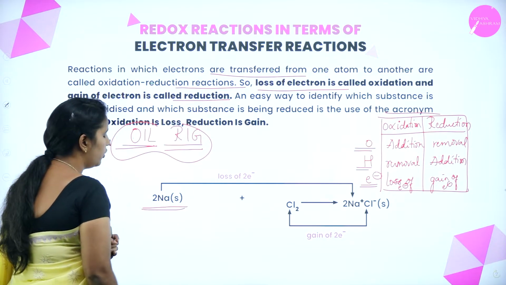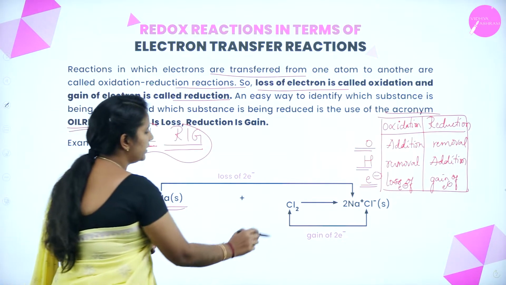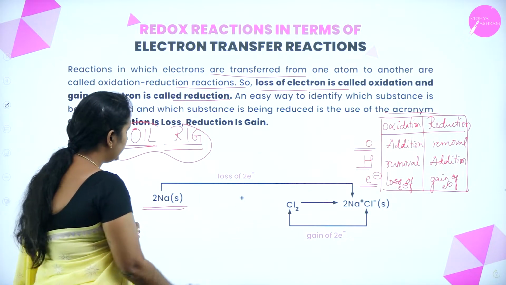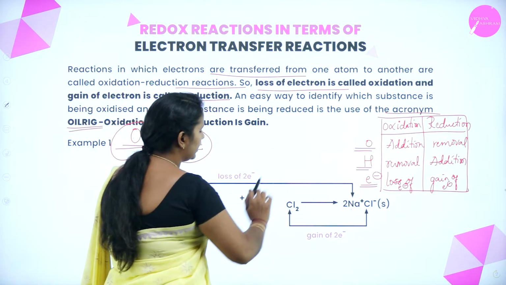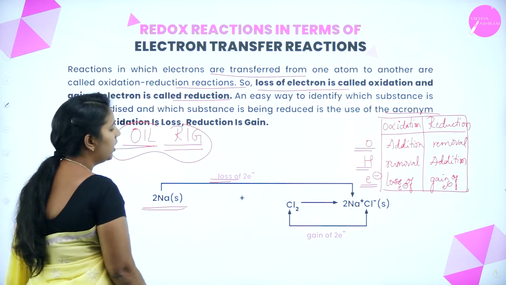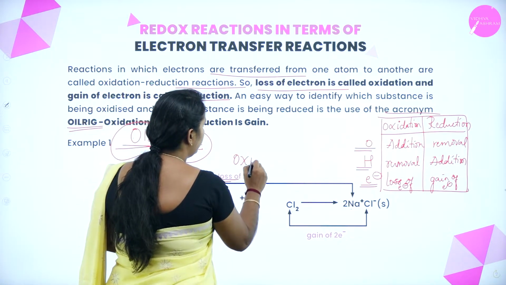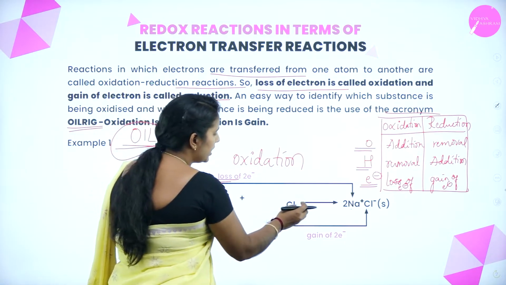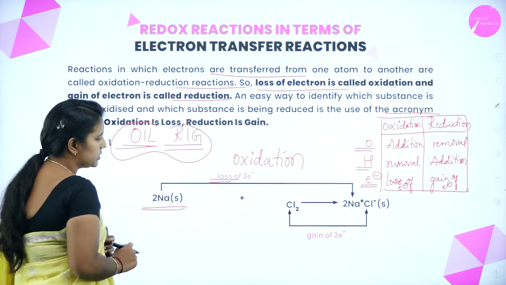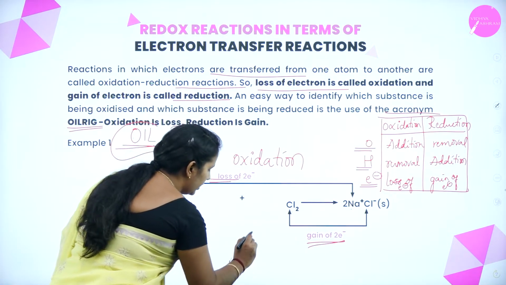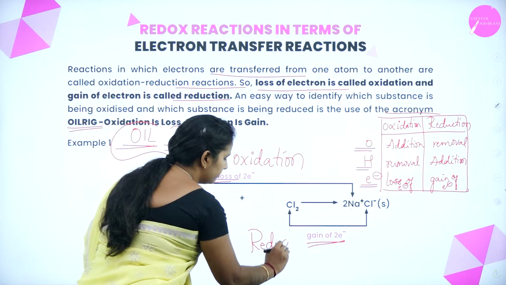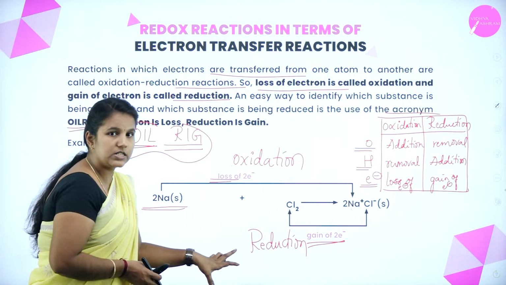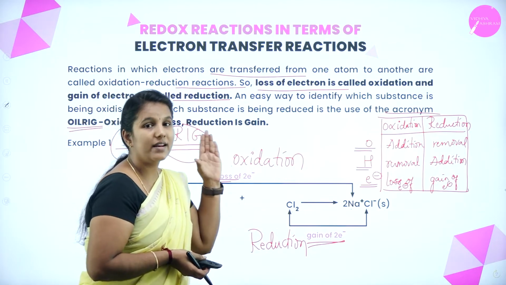Here I have sodium metal which is allowed to react with chlorine. We know that it will form sodium chloride. The sodium loses electrons, so it is undergoing oxidation. Whereas chlorine accepts the electrons given by the sodium, so it is gaining electrons and undergoing reduction. In both of these steps, oxidation and reduction are taking place, hence we define it as a redox reaction.